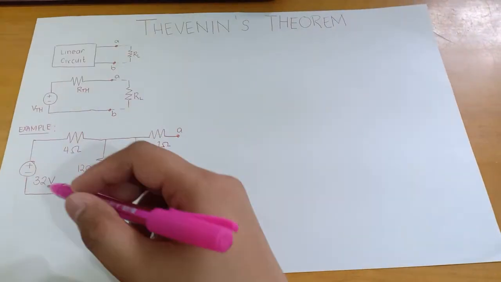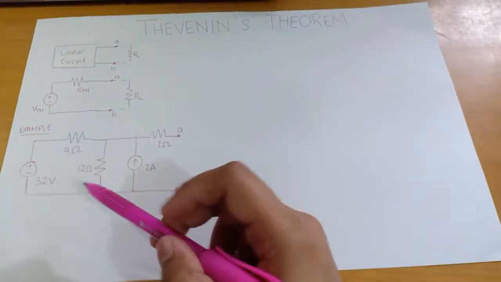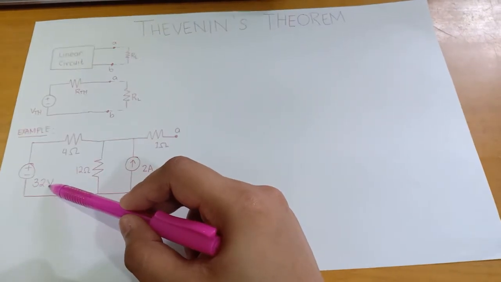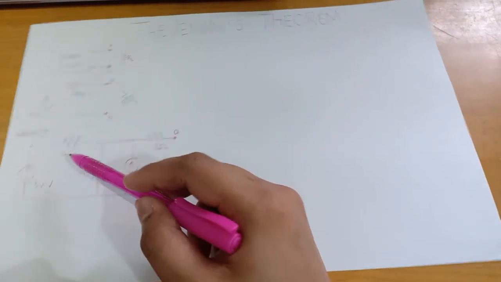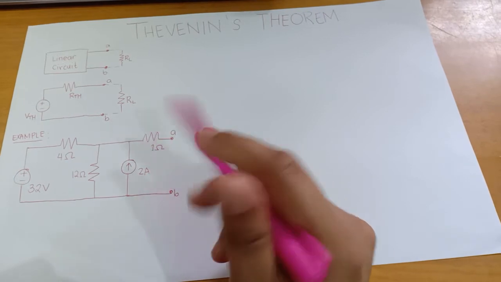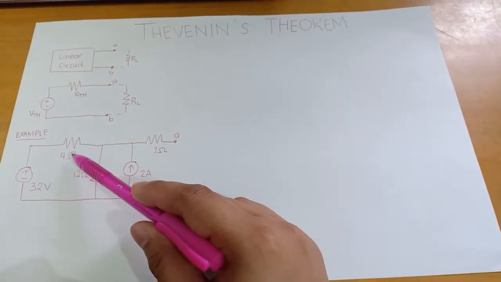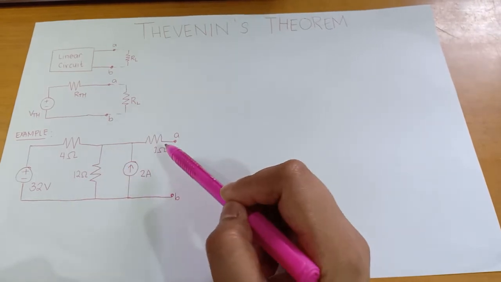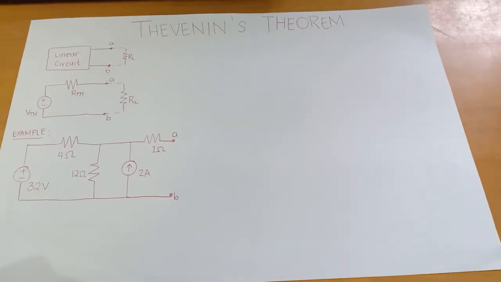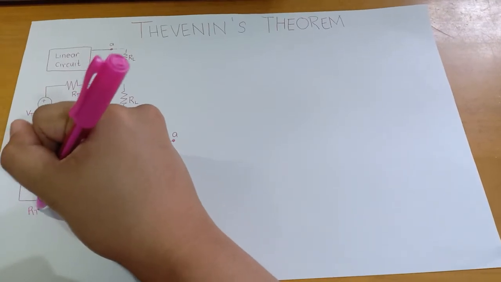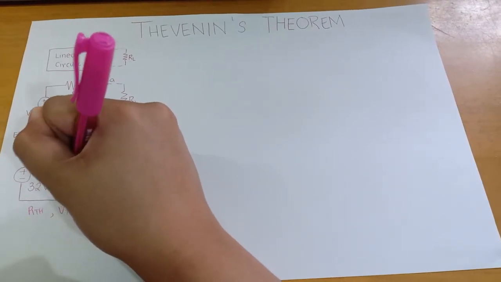Let's try solving. So, dito, sa example natin, we have 32 volts na independent source. Tapos, we have 2 amperes independent current source. Tapos, 4 ohms, 12 ohms, 1 ohm. So, ang kailangan natin kunin ay ano ang RTH at saka VTH.